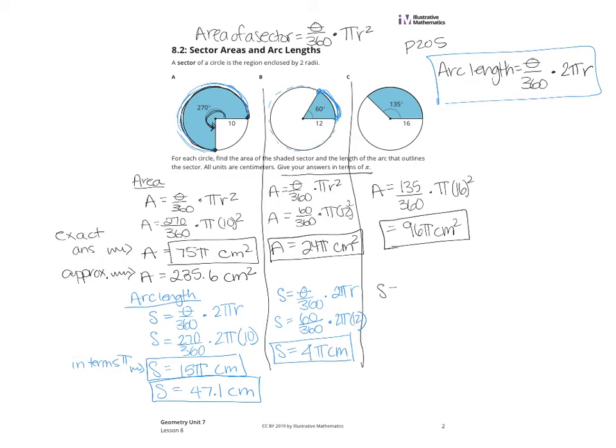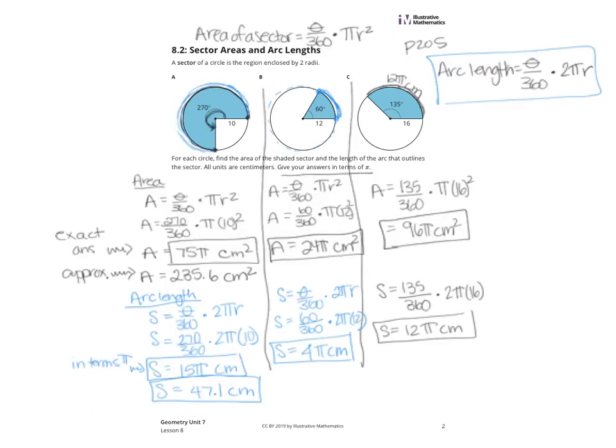And then for my arc length, the same 135 degrees divided by 360 is going to tell me the portion of my arc that makes up my circle, times 2 times pi times my radius of 16. And when I put 135 times 2 times 16 divided by 360 into my calculator, I get a 12. So 12 pi centimeters is the length of that arc. So this arc is 12 pi centimeters in length. So at this point, hopefully you got that one.